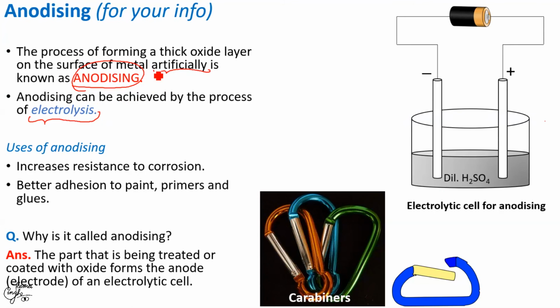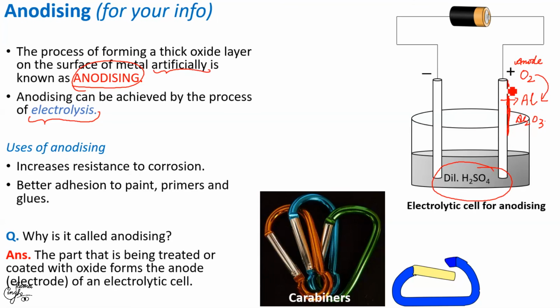For anodizing, we take an electrolytic cell in which aluminium metal acts as an anode, that means the positive electrode. Dilute sulfuric acid is the electrolyte used. When electric current is passed, oxygen is evolved at the anode. So this is your anode. Oxygen is going to be evolved here. This oxygen combines with aluminium to form aluminium oxide. And this aluminium oxide gets coated on the surface of the metal.